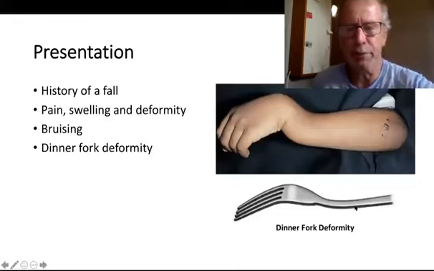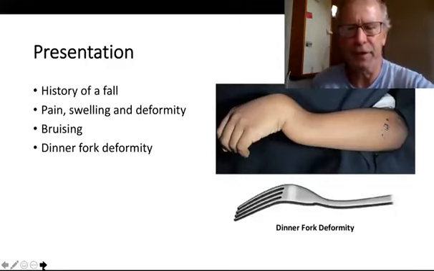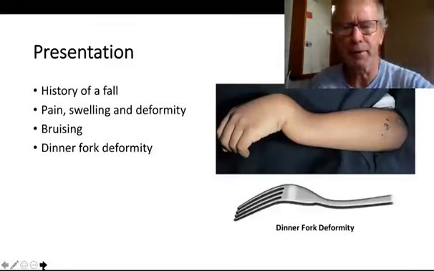Okay, how do they present? We all heard about the dinner fork deformity. As you can see, my dinner fork and somebody's distal forearm. So the history of a fall on outstretched hand, FOOSH, present with pain, swelling, and deformity. There can be bruising and the deformity, as you see. So that's probably what you're going to see. That's obviously quite gross, but it could be a little bit more subtle than that, but that's what it is.